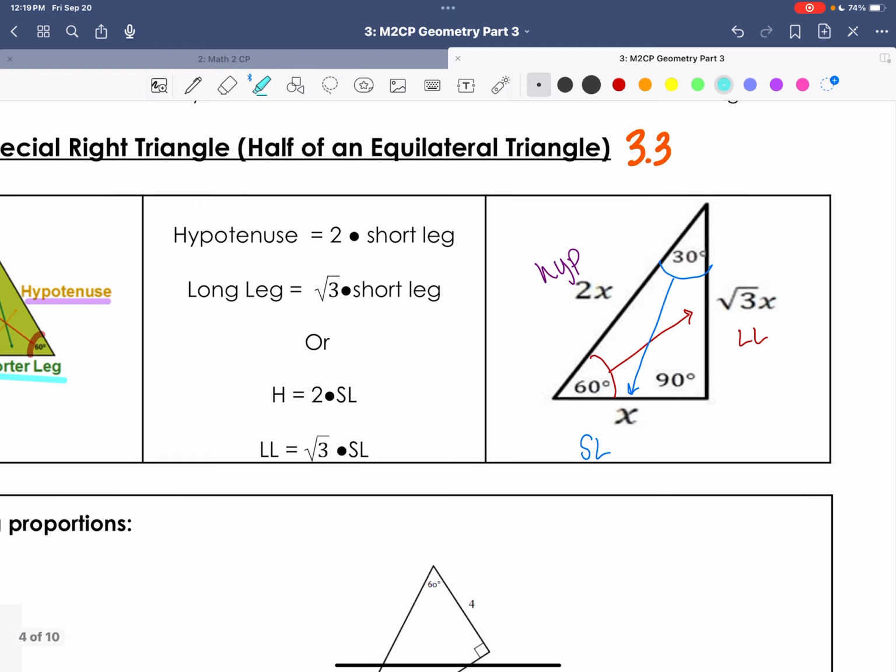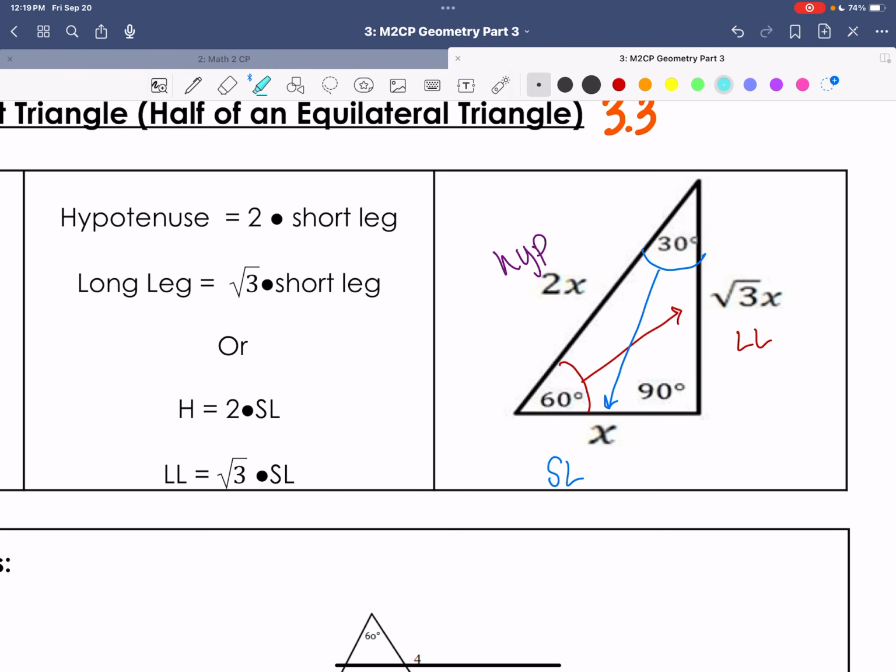On this one, I've labeled it for you already, but here you can see that the hypotenuse is opposite the right angle. And you can know that the longer leg is the longer leg because it's got 60 degrees here. So this guy is going to be your longer leg. And then we know that this is going to be your short leg because of 30 degrees and x is opposite that. So once you understand what your parts are, it's easier to set it up.